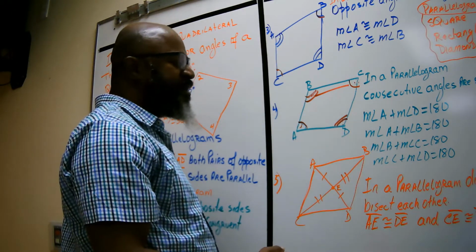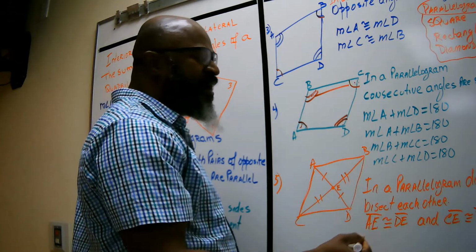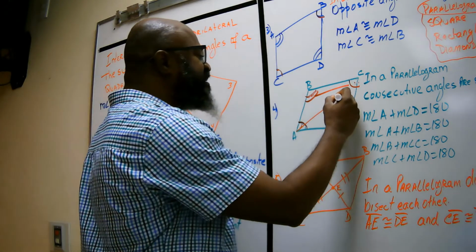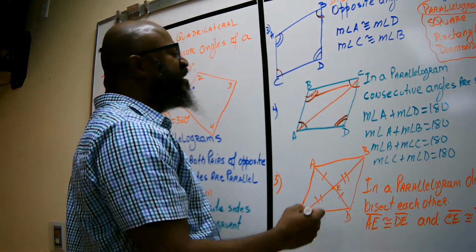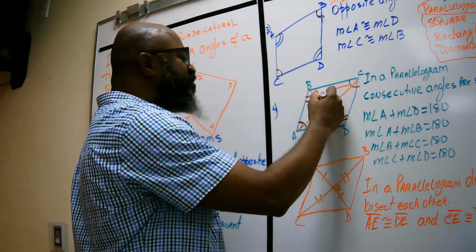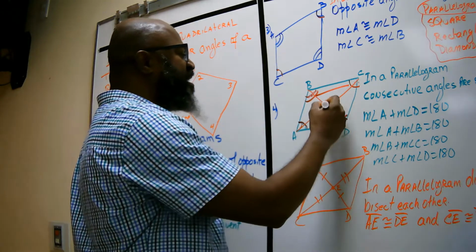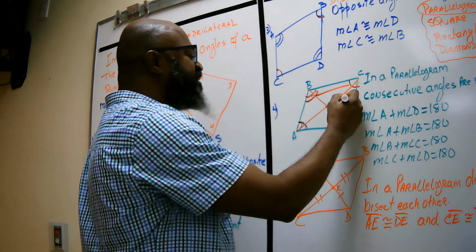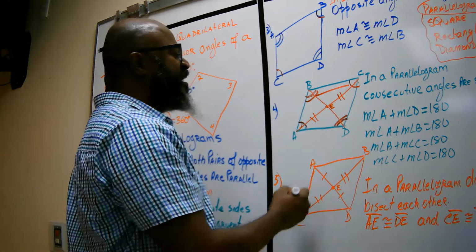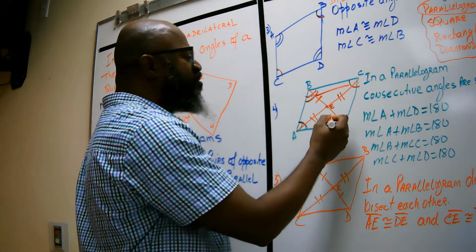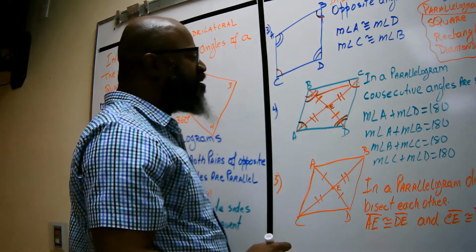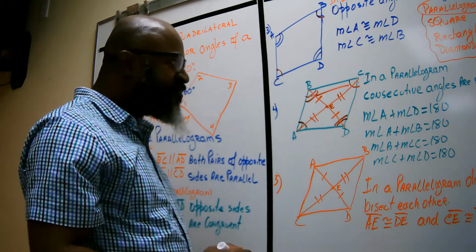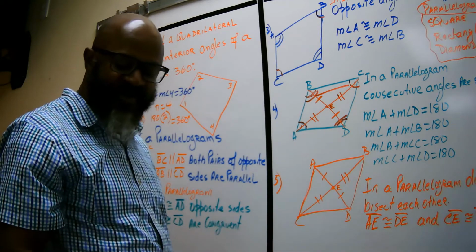Another property is that in a parallelogram, the diagonals bisect each other. Diagonal AC connects non-consecutive vertices, and BD will bisect it. They bisect each other, meaning that where they meet is the midpoint, so EC will be congruent to EA and BE will be congruent to DE. In a parallelogram, diagonals bisect each other. So these are the properties of a parallelogram.